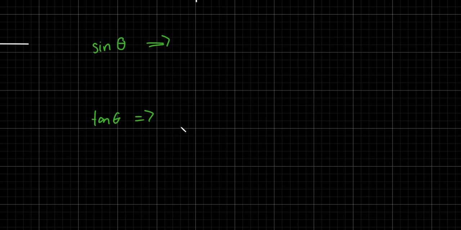So, tangent. The reciprocal of tangent is cotangent, also written as COT of theta. Reciprocal just means we flip it. So now we have 1 over tangent of theta. That's what cotangent means. What's the reciprocal of sine?